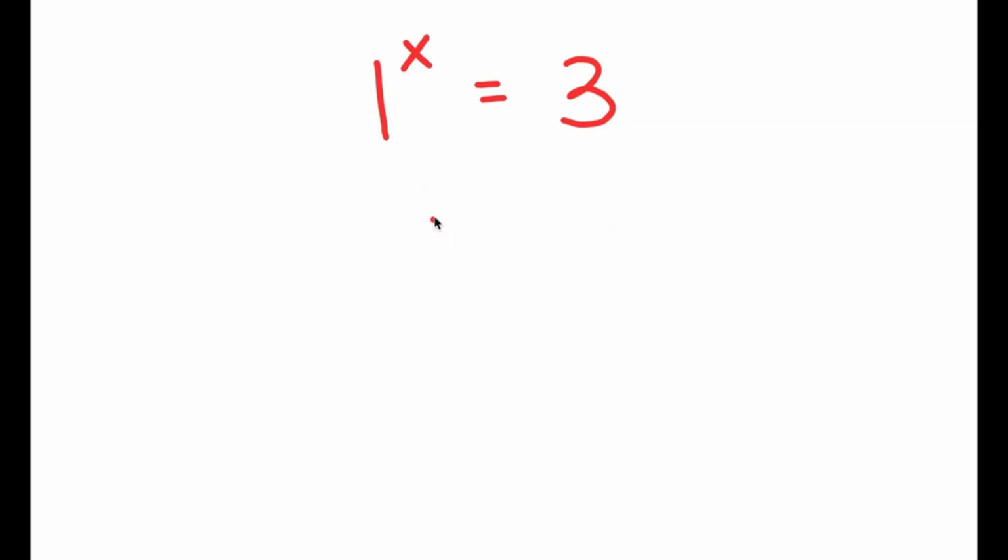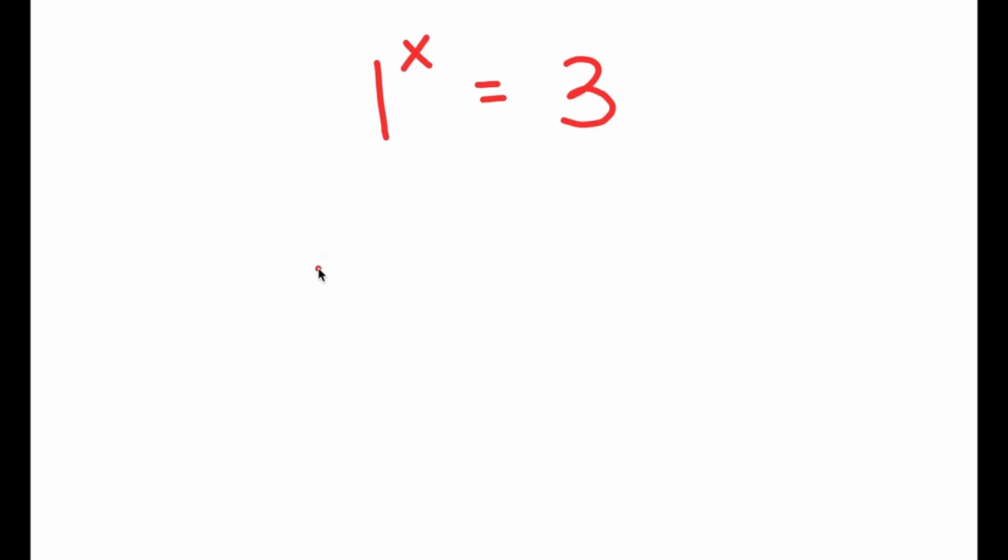Alright, so in this equation, I have 1 to the power of x is equal to 3. So this might seem like an impossible equation, right? Because how can 1 to the power of any number equal 3, if 1 to the power of even a million is still equal to 1?